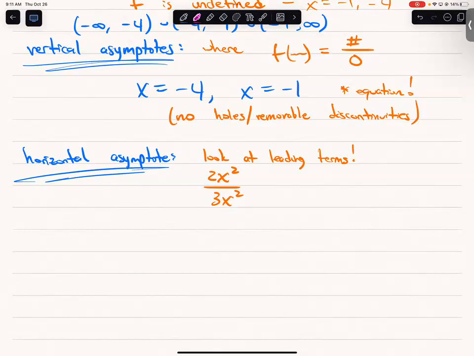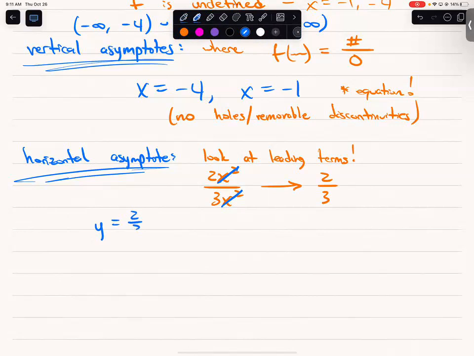Now the reason for doing this is that I can do algebra here that I can't do with the whole thing. 2x squared over 3x squared, I can reduce that. x squared divided by x squared is 1. Those cancel, and I get 2 over 3. What does that tell us? That y equals 2 over 3 is the horizontal asymptote.